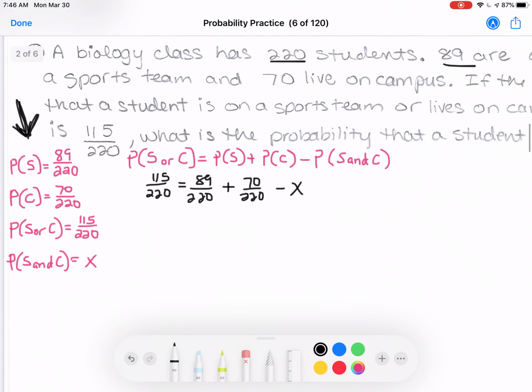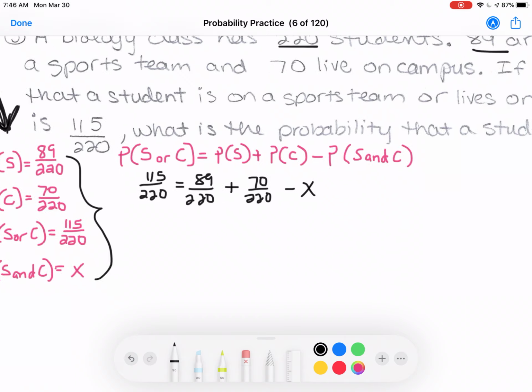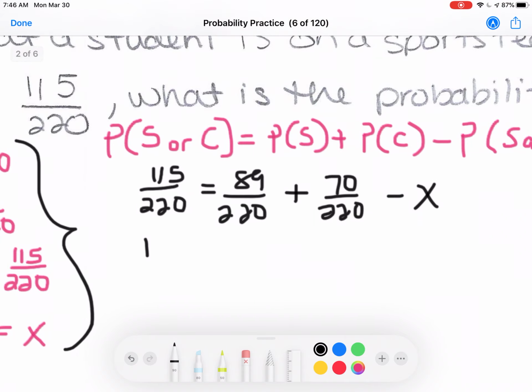minus, and that's what I want to find. So see, I just substituted in everything over here to the side. That's why it's so important to just write it all, because then it shows you what you have and maybe what possible formula you could use.